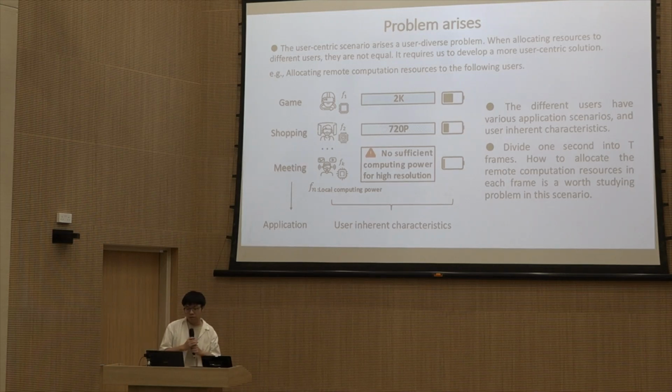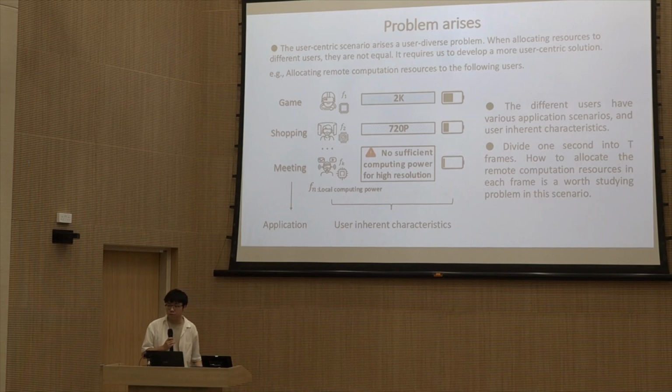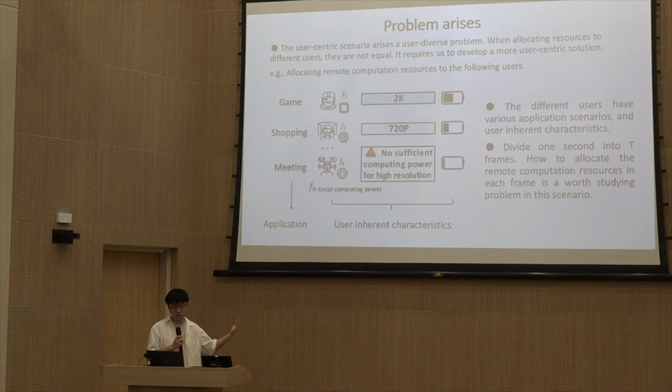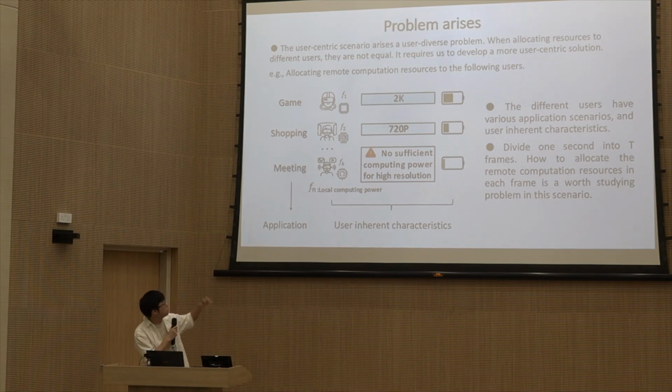Because the user-centric scenario addresses the user-diverse problem, when allocating these resources to these users, we must know that these users are not equal. So it requires us to give a more user-specific design to the algorithm. If we use artificial intelligence, we need to give a more user-specific structure to this AI strategy.